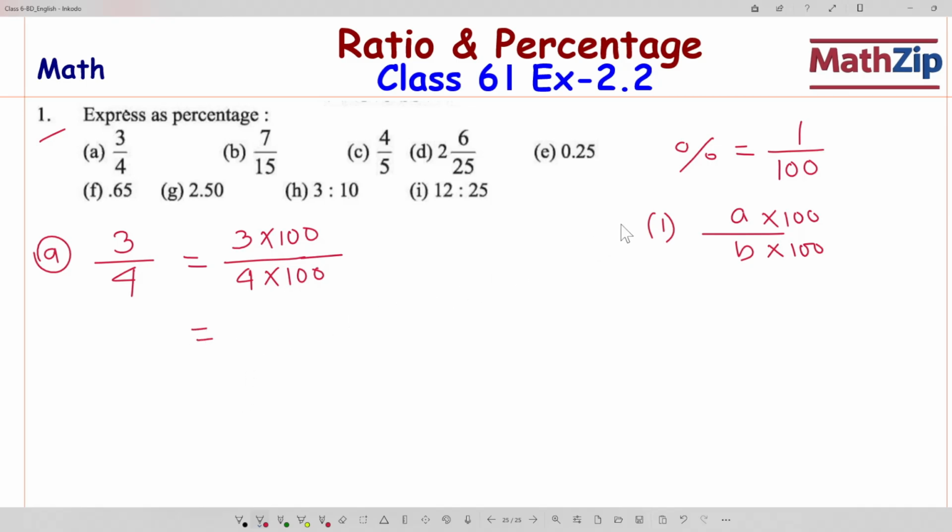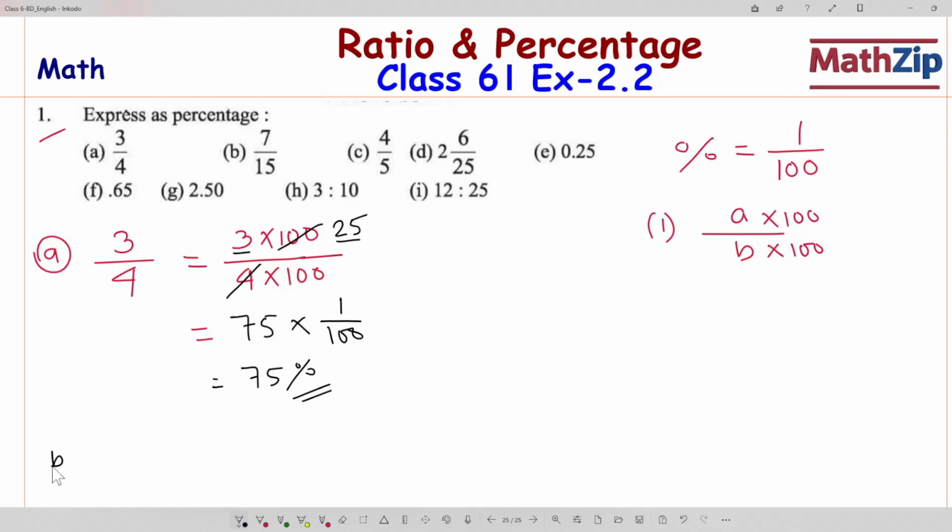What next? We know percentage means 1 by 100, right? So this 100 we can divide by 4, which is 25, right? So 25 times 4 is 100. So now look, 25 times 3 is 75, and here is 1 by 100, right? So we can say 75 percentage. So 3 by 4 means 75 percentage.